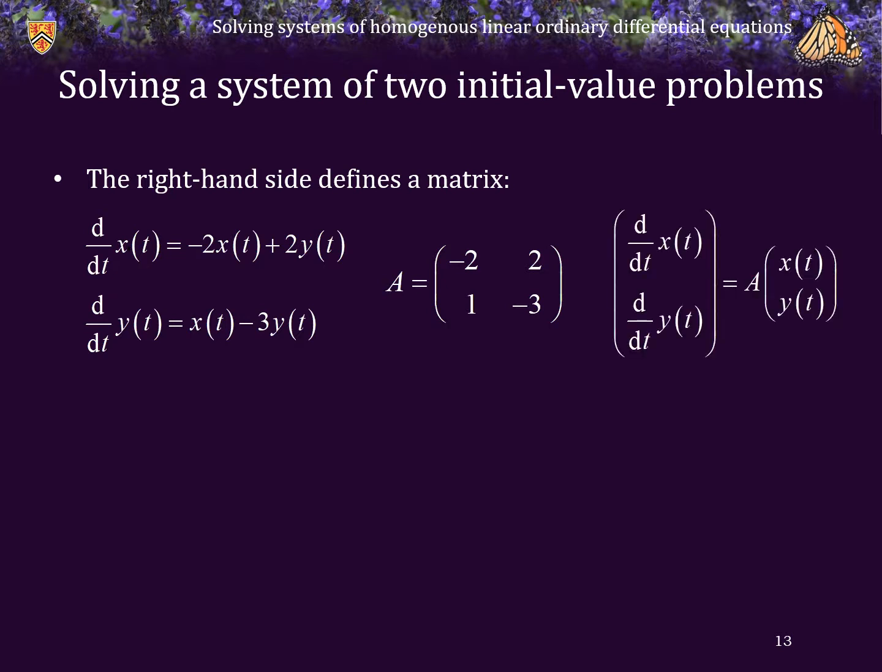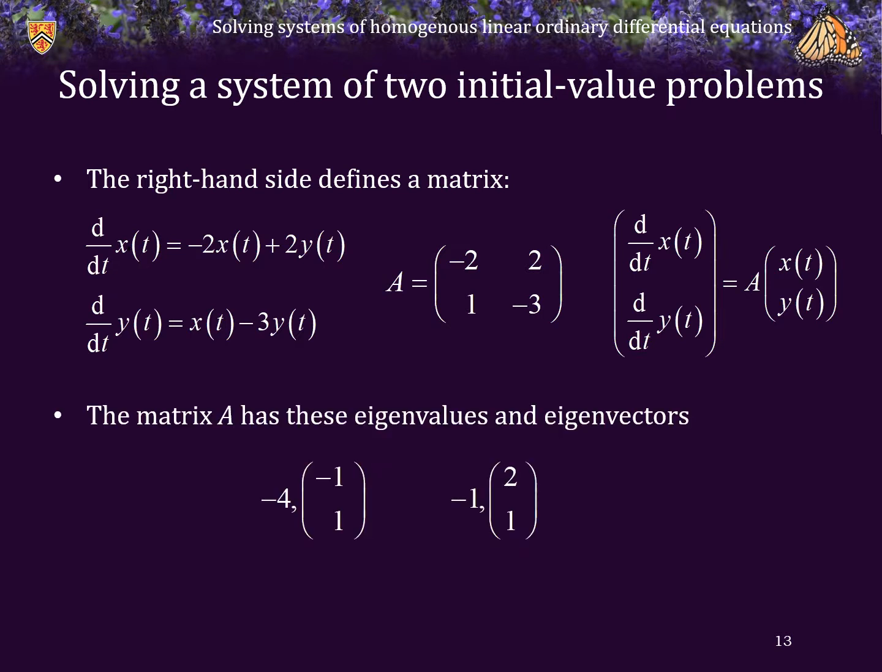You will notice, therefore, that the vector of the derivatives of the two functions is equal to that matrix A times the vector of the functions x of t and y of t. So A times that vector is -2 times x of t plus 2y of t. And the second entry is x of t minus 3 times y of t. So now the vector is not just a vector of values, but rather a vector of functions.